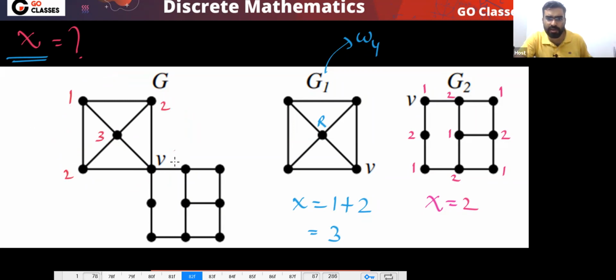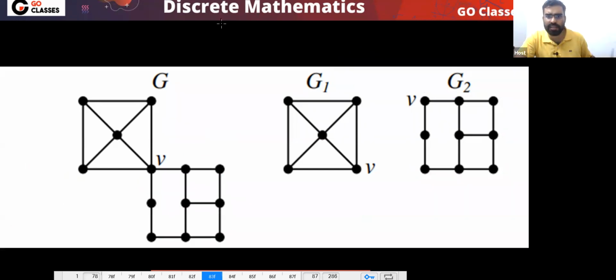Now I can reuse color number 2 here. I can reuse color number 2. I can reuse color number 1 here. Okay, now this is very simple. Color number 1, color number 2, color number 1, color number 2, color number 1. Okay, color number 2, color number 1, color number 1, and color number 2. Okay, so for this graph, the chromatic number will be 3.